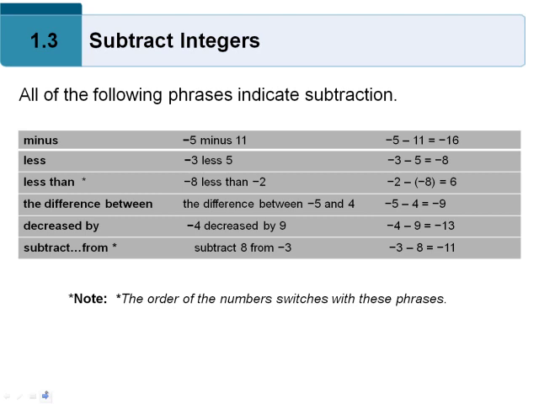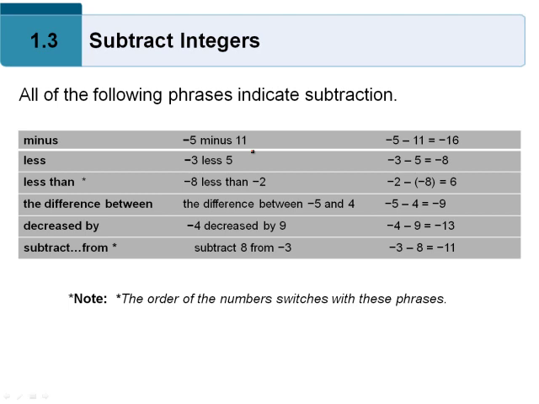Alright, so now we're going to look at some expressions and phrases that tell you that we're dealing with the operation of subtraction. So we have minus. Negative 5 minus 11 goes right in the order. You just write it just like that. Negative 5 minus 11. And you would change the signs and you would get a negative 16.